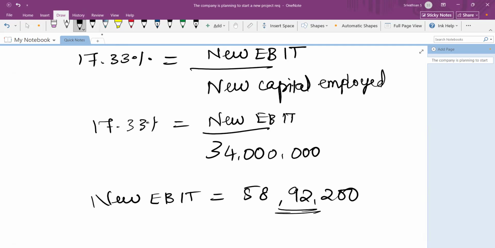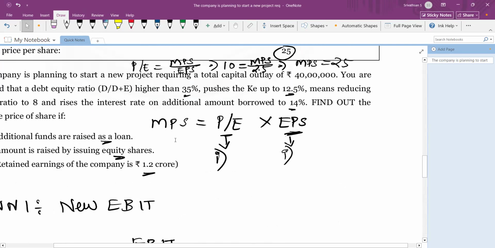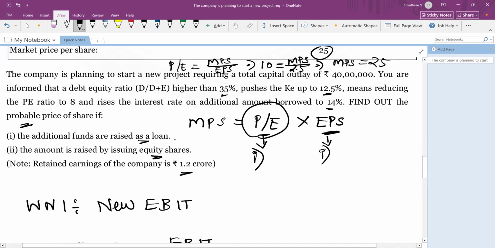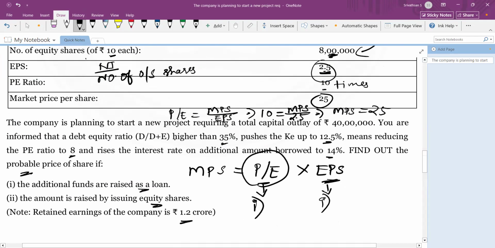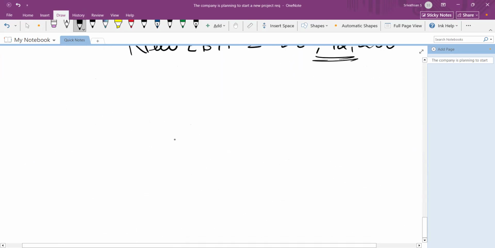Now we need to calculate certain figures that will be used for calculating the P/E ratio. What is that we need to calculate? Here in the question, it is clearly mentioned that if the debt to equity ratio is greater than 35%, the P/E ratio will come down to 8 times. Currently it is 10 times. So first let's calculate the debt to equity ratio under both the financial plans.